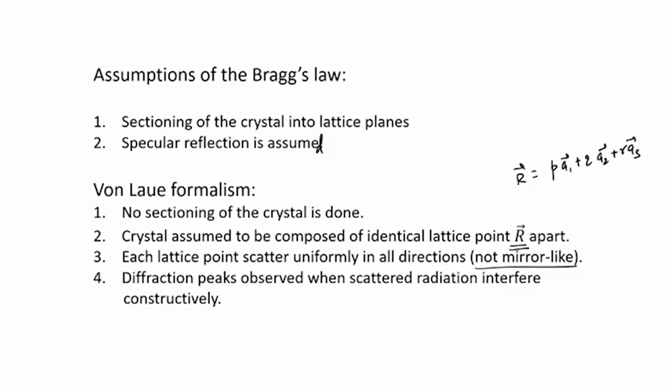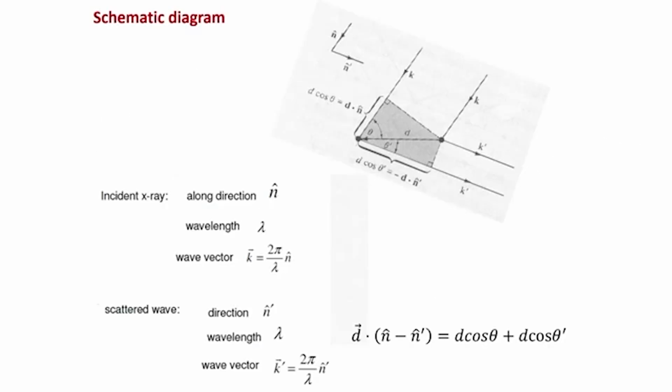And the diffraction peaks are observed when the scattered radiation interferes constructively. That of course remains unchanged because you need to have a scattering condition, but the main two assumptions, that is sectioning of the crystals into lattice planes and the specular reflections, are waived off.